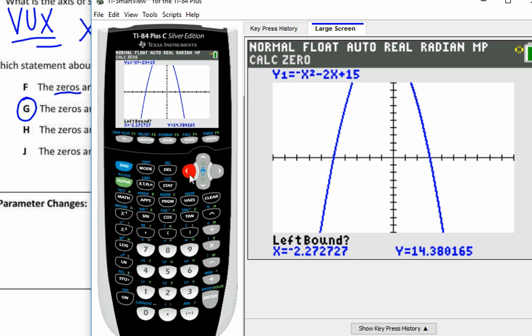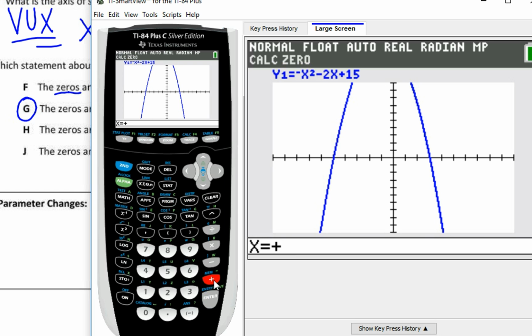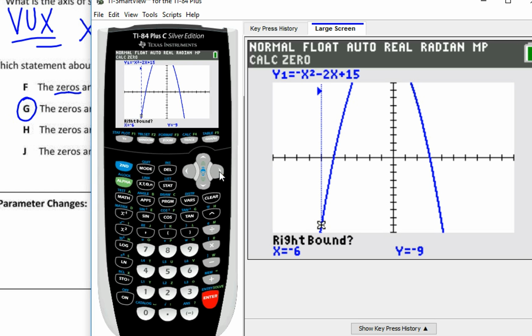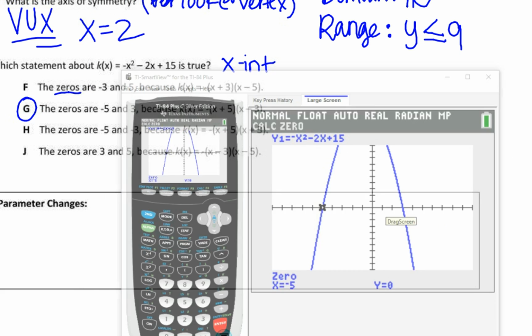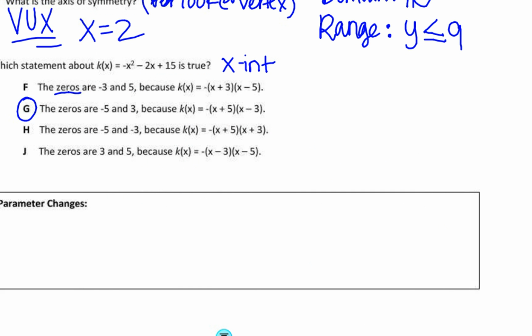Let's see if I can find him. Oh gosh, this computer. All right, so there's my little cursor. Remember to find the zero, it says left bound, so I need to move my cursor to the left side of that point. So, oops, didn't mean to do that. All right, so to the left side, and then I'm going to move my cursor up here to the right side. And I want it to take a guess, so I'm going to hit enter one more time, and it tells me I have a zero at (-5, 0). Now you could do the same process over here to your right x-intercept as well. All right, -5 and 3.